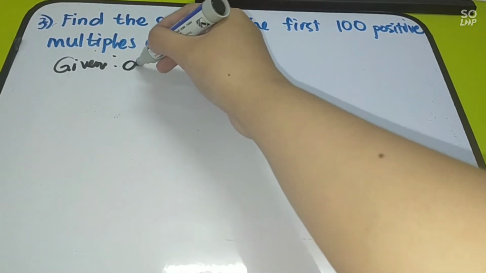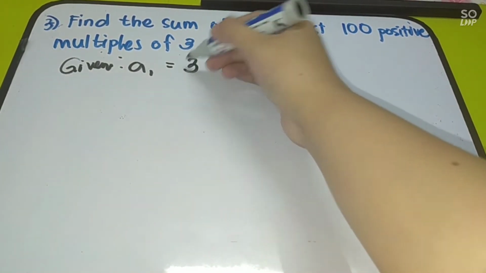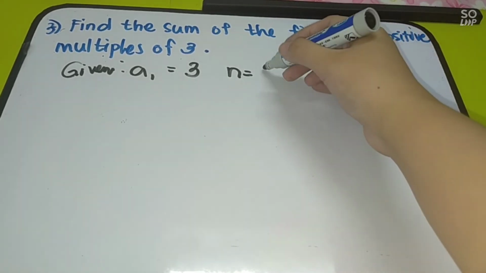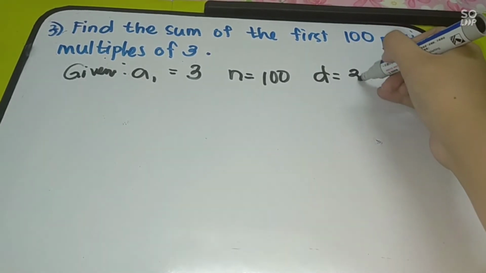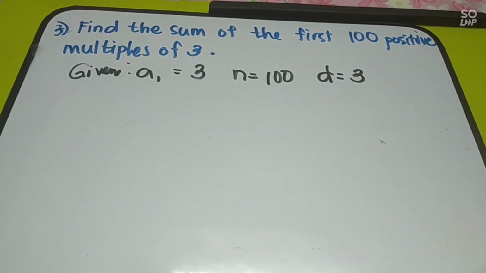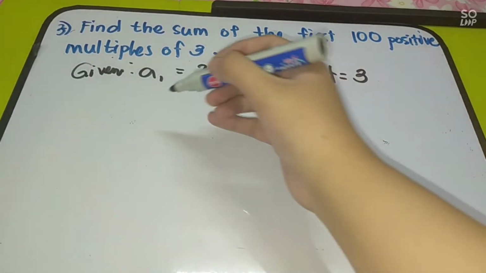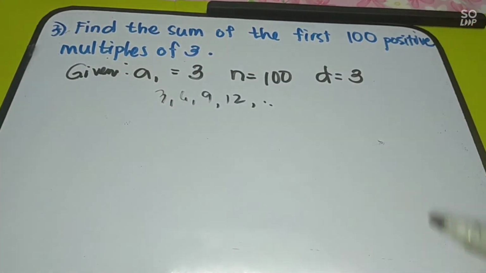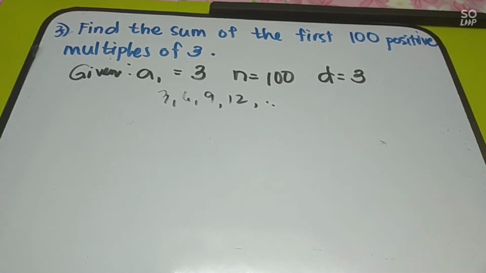So, your first term here, since first 100 positive integers, so, pinakaunang multiples of 3 is 3. Then, afterwards, the number of terms ay ilan? We have here 100. And then, for the common difference is what? So, we have also 3. Bakit also 3? Kasi divisible by 3. So, yun yung mga 3, 6, 9, 12. The sequence here is 3, 6, 9, 12, and so on and so forth. So, dahil siya ay multiples of 3. So, nga lang, hindi natin alam kung what is the last term for that.